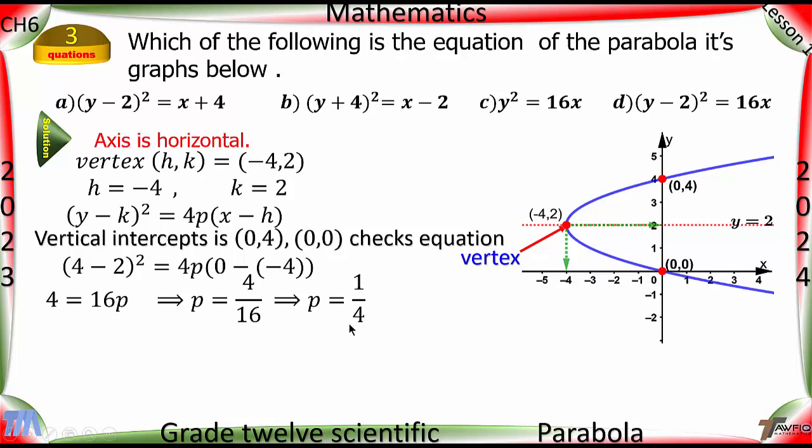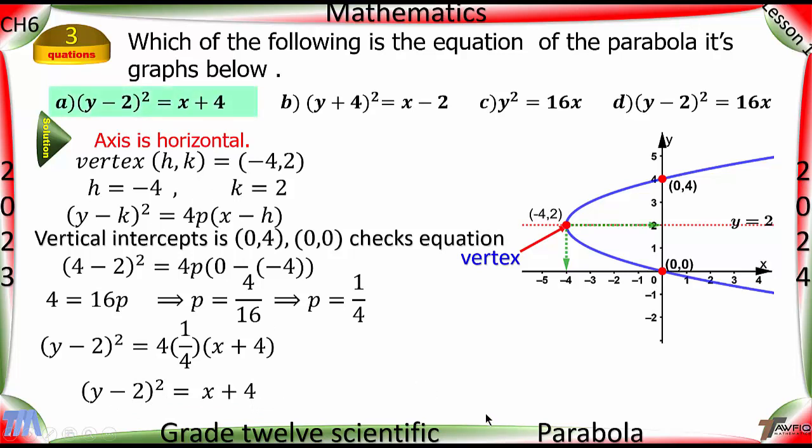And now we have p, we have h, we have k. We can replace them in the standard equation. It becomes (y minus 2) squared plus 4 times p, which is 1 over 4, times (x minus h), which is (x plus 4). Cancelling the 4 and 1 over 4, (y minus 2) squared equals x plus 4. As you can see, A is the correct answer.